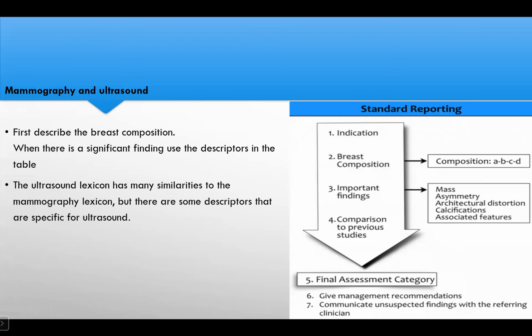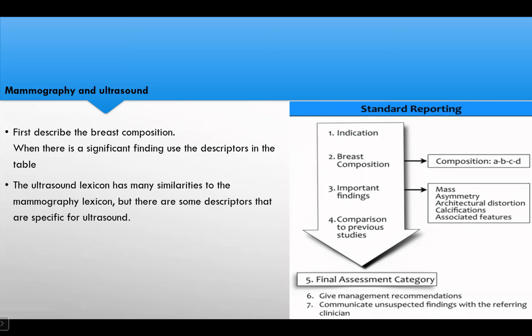As I said, the standard reporting consists of indication, breast composition, important findings, comparison to previous study, final assessment category, and giving management recommendation and communicating unsuspected findings to the referring clinician. First, describe the breast composition.